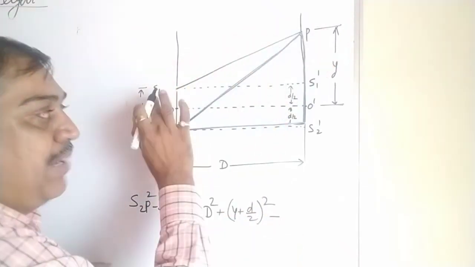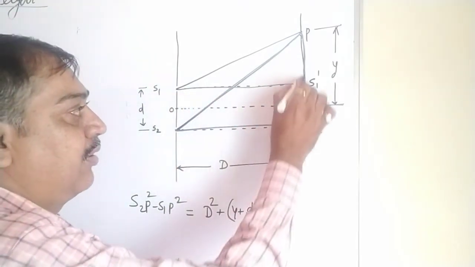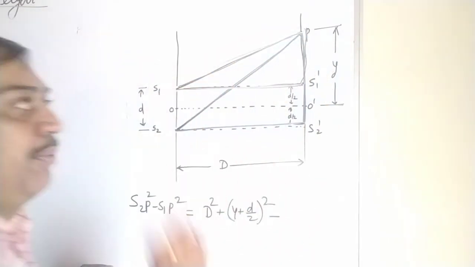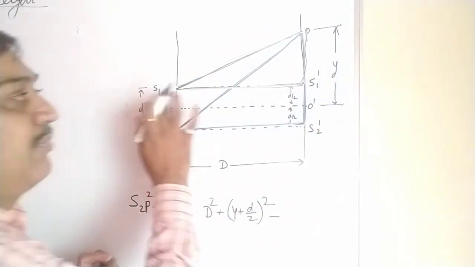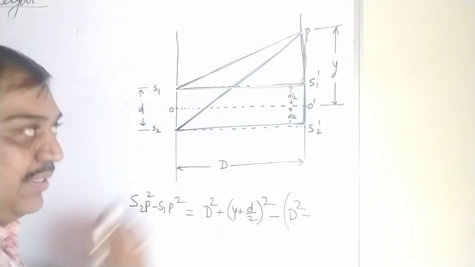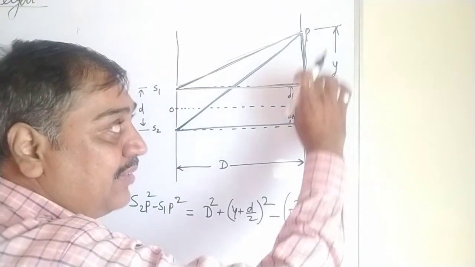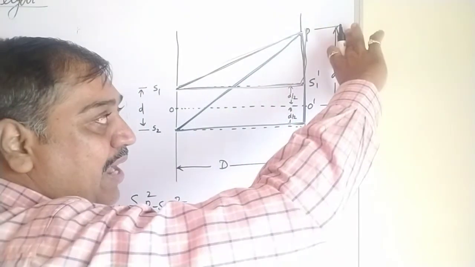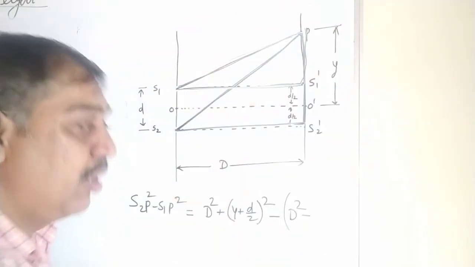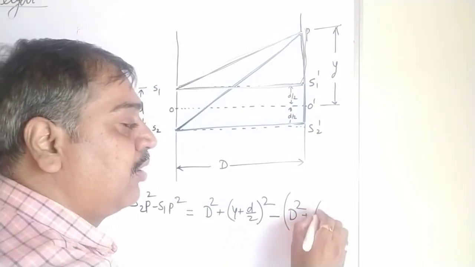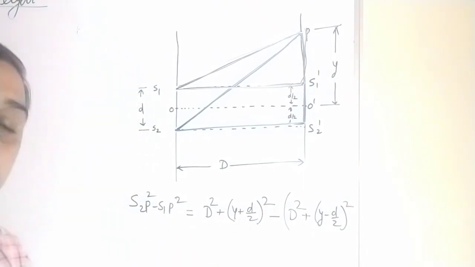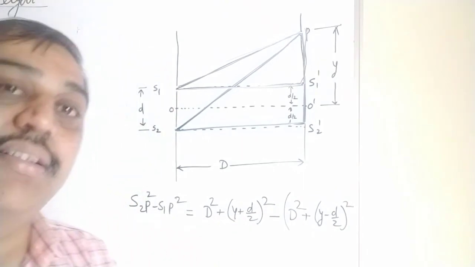S1P square. Same Pythagoras theorem, now in this triangle. What is S1P square? S1 dash square means capital D square, plus PS1, which is y minus d by 2, and we want that square, so plus y minus d by 2 whole square. This gives S2P square minus S1P square, which is nothing but the path difference.